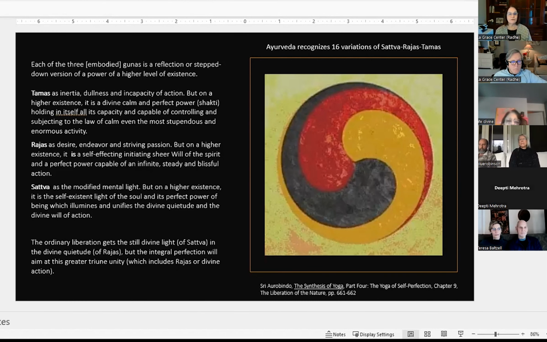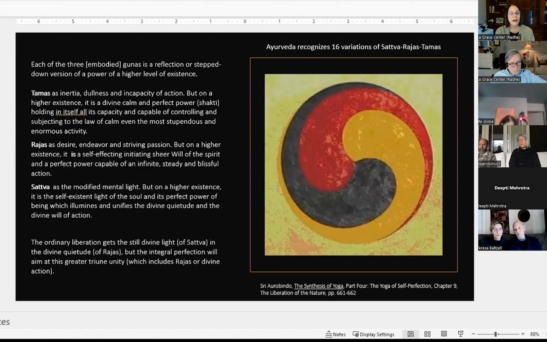And then he says something very interesting. He says, the ordinary liberation gets the still divine light, here sattva, in the divine quietude, tamas, but the integral perfection will aim at this greater trinal unity, right? What the integral perfection is bringing in is rajas, not just the divine light, not just the divine quietude, but a higher integral liberation is really all three.